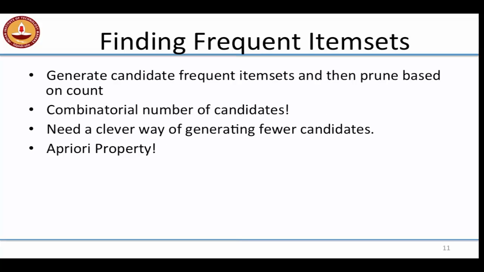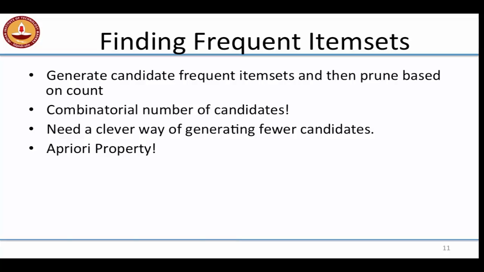As I said earlier, the main problem in mining association rules is the counting part. Typically, you would generate candidate frequent item sets, and then count how many times they occur, and then you prune the candidates based on the count. If the count is above a certain frequency, then you call them frequent item sets, and if they're below a certain frequency, you reject them. But the problem with such an approach is that you have a combinatorial number of candidates.